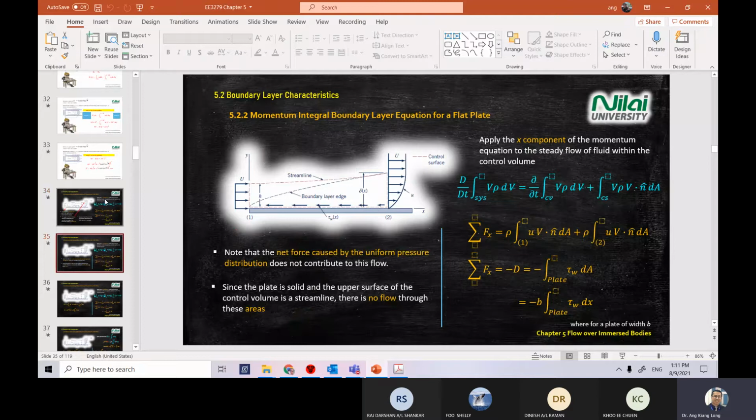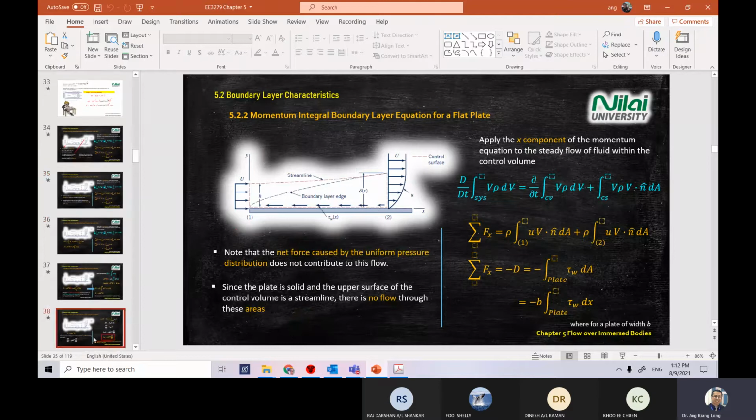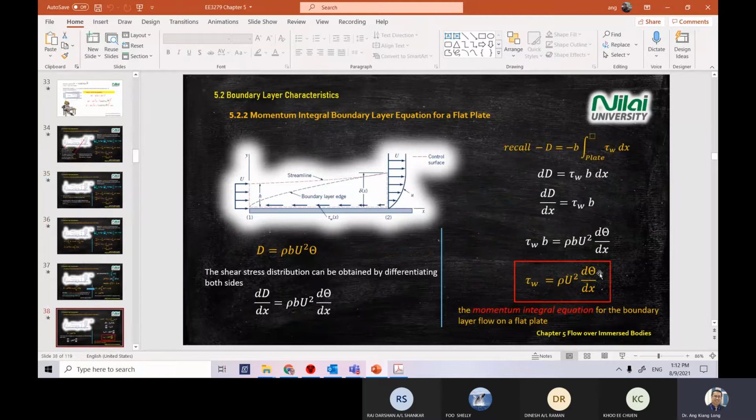So this one also you read through my PowerPoint slides. At the end, you get one equation that you see on the screen here. The momentum integral equation for boundary layer flow over a flat plate, you can define using this equation. The wall shear stress equals rho v squared d momentum thickness, this is momentum thickness, over dx. Read through the PowerPoint slides. The steps are very clear on how we arrive at this one.